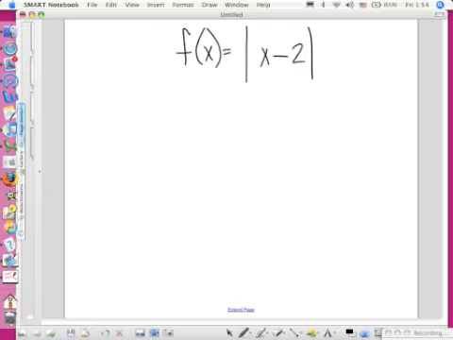So it's positive, and then you go up 1 and to the right 1. Good job.